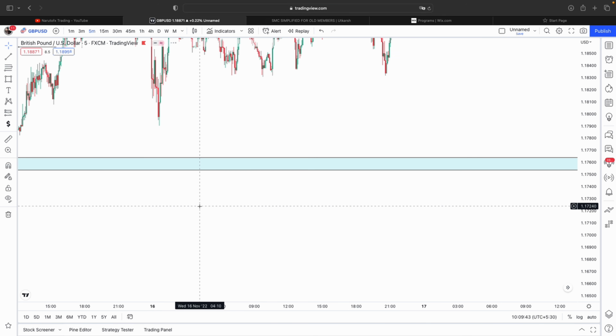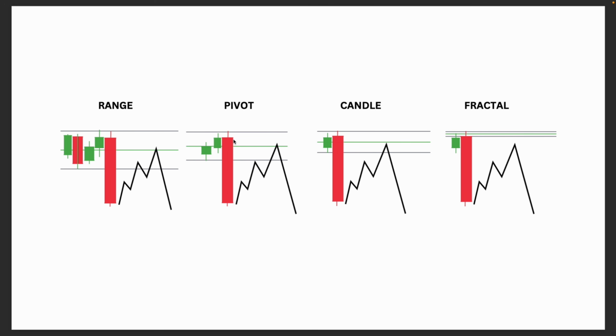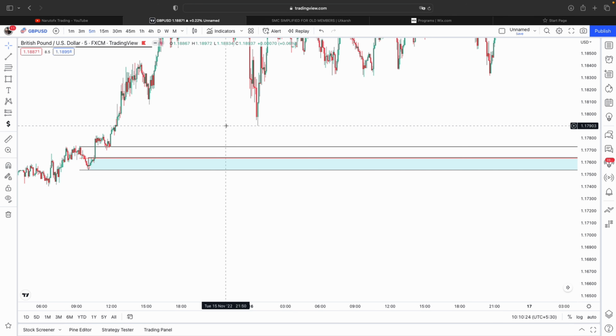So as we can see, we are marking the perfect order block. Even if you use 50% of the range, it will be exactly the same as the pivot order block. There is very little difference between pivot and range order block, because most of the times it is just 1 to 2 pips of difference where we refine the order block.